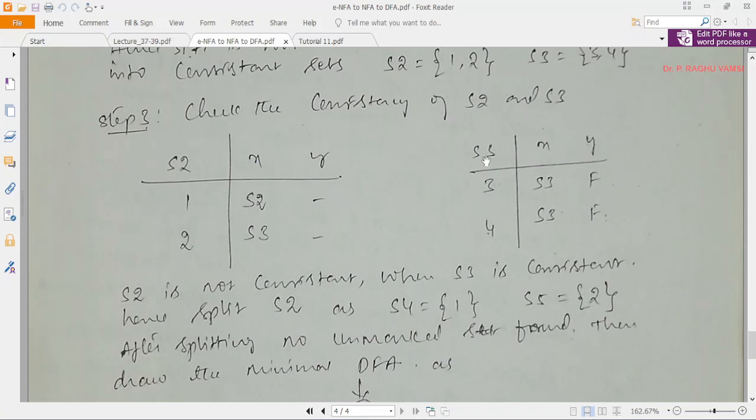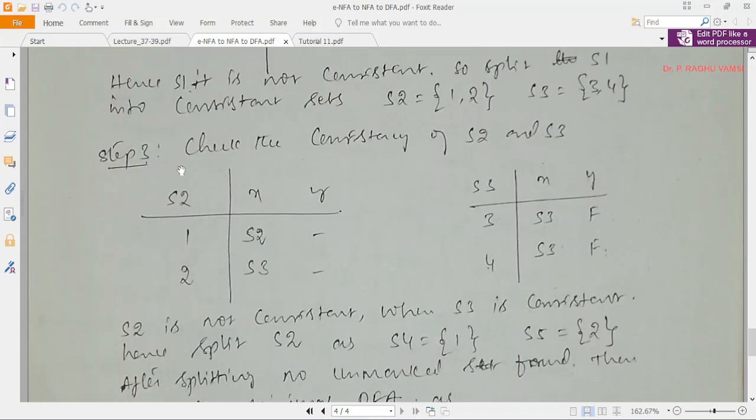S2, S3. In S2 we have the states 1, 2, and in S3 we have the states 3, 4. Now, after splitting the sets, we have the independent sets S2 and S3. S2 is an unmarked set and S3 is also an unmarked set. So first you pick up one unmarked set, S2, and draw the transition table.